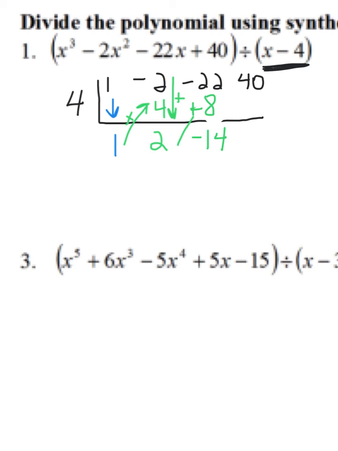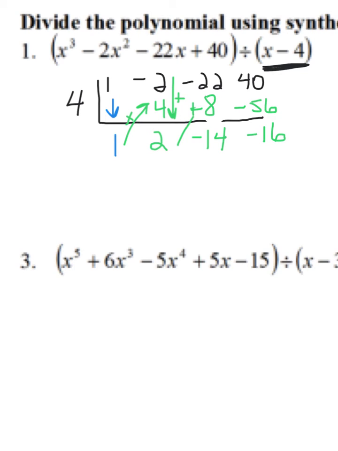Then we're going to multiply one more time. 4 times a -14. That's going to be a -56. And then we add again. So 40 plus a -56 is a -16. All right, so what we need to do is determine what these numbers represent. This last number down here, the -16, that's our remainder.